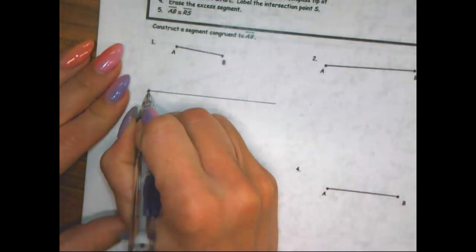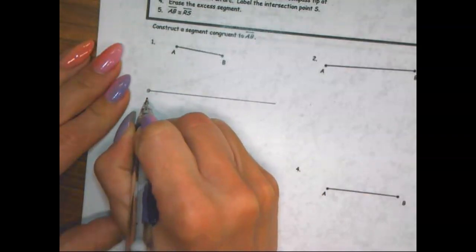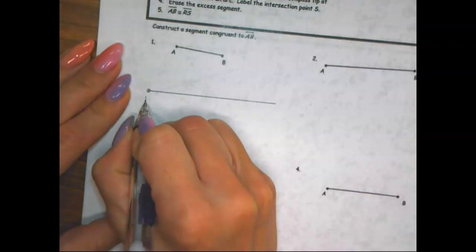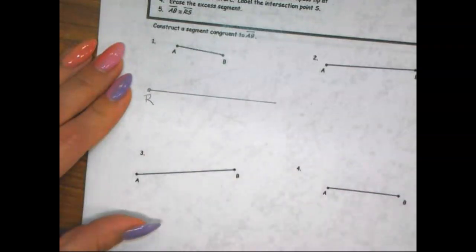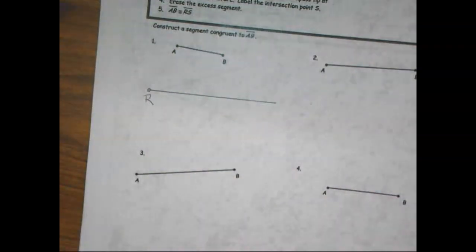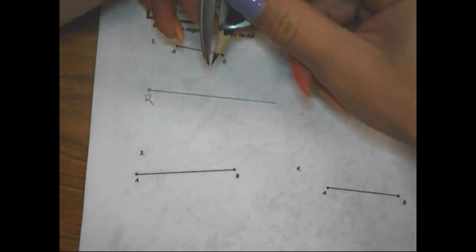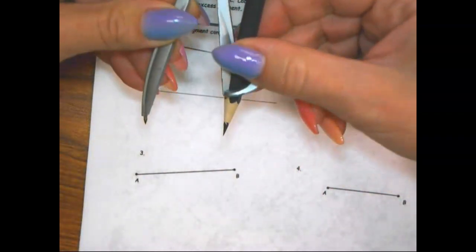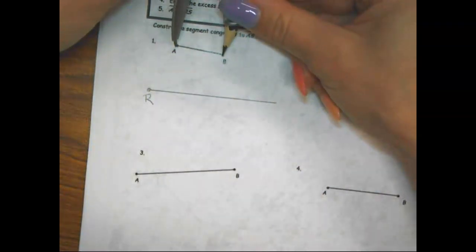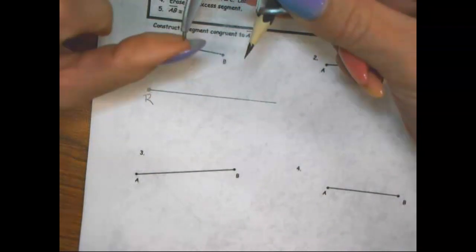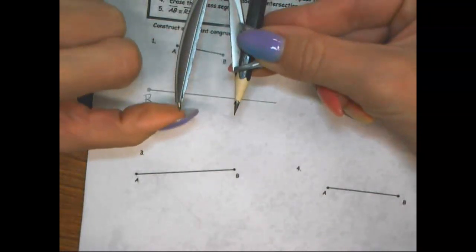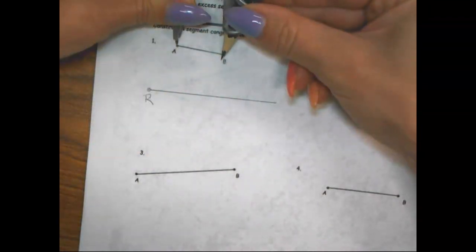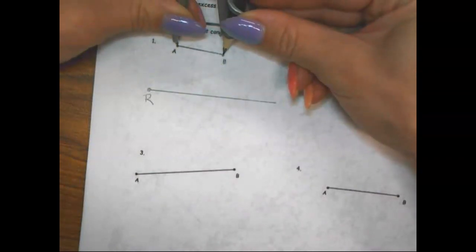Okay. So this point right here, you can label, your instructions say to label it R. So we're going to do that. And then I'm going to take my compass, and instead of measuring it with a ruler, this is going to actually measure the length of my segment. So I'm going to put this point right here on A, and then I'm going to mark B.